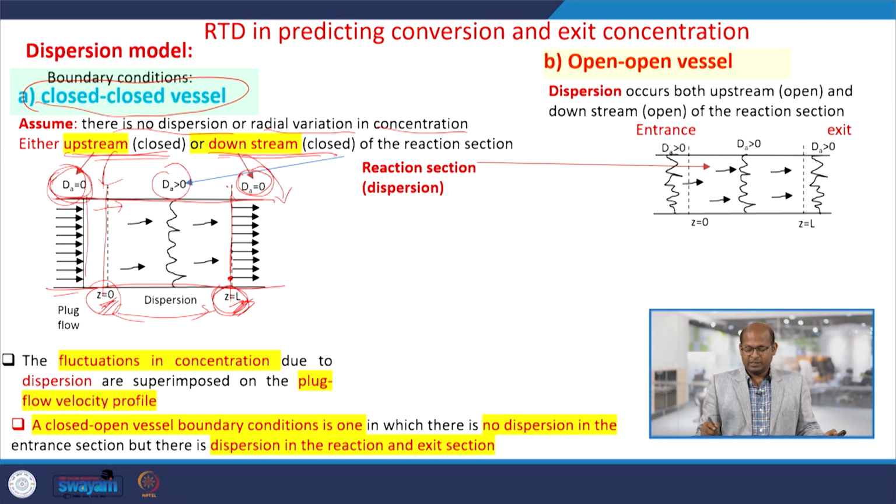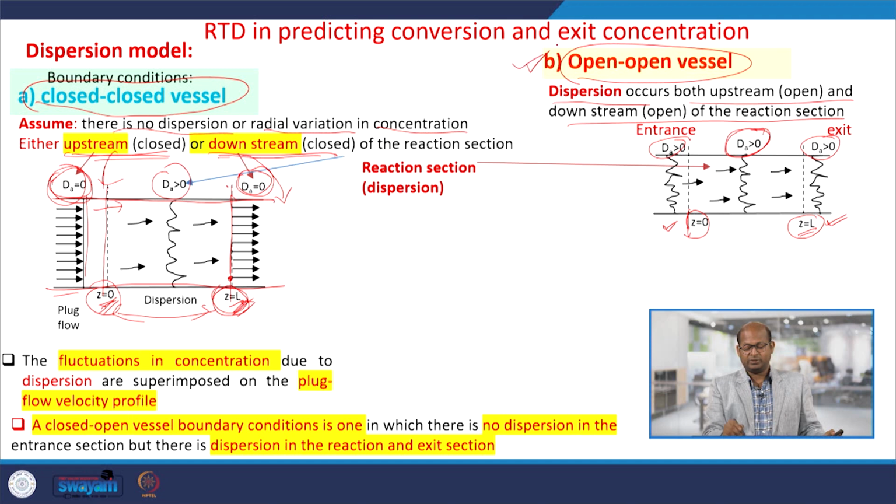And the second one is the open vessel. So, this is the closed vessel boundary condition and this is open. Dispersion occurs both upstream and downstream of the reaction system or reactor. This is the entrance, this is the exit. Before entering here there is dispersion, after leaving the reactor at z equals L there is also dispersion, and in between there is also dispersion.